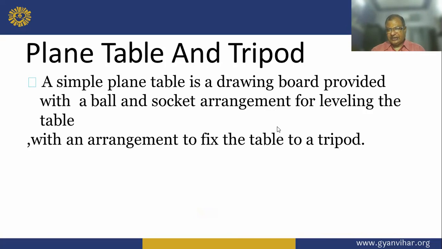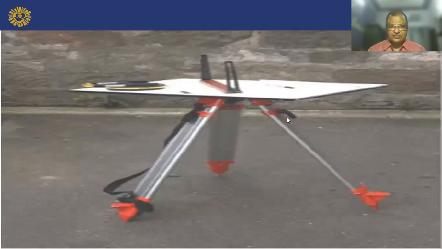Now, plane table and tripod. A simple plane table is a drawing board provided with a ball and socket arrangement for the leveling of the table and with an arrangement to fix the table to a tripod. This is the simple plane table with all accessories.